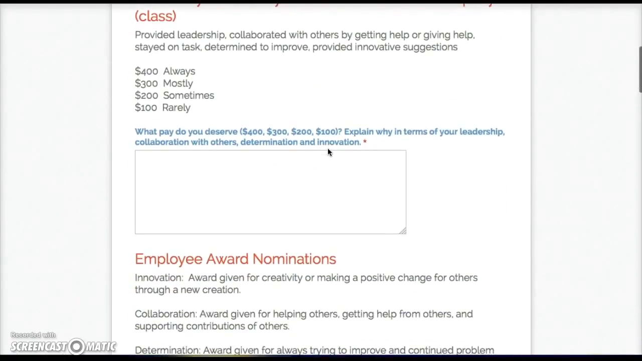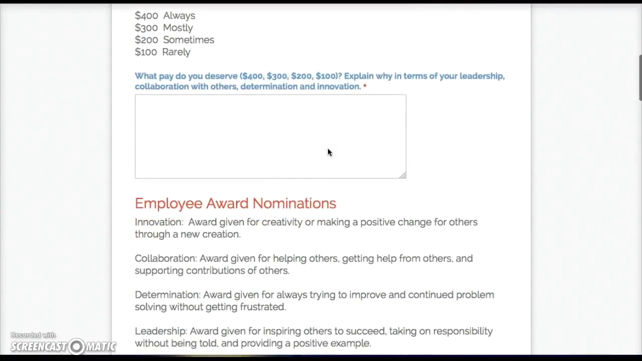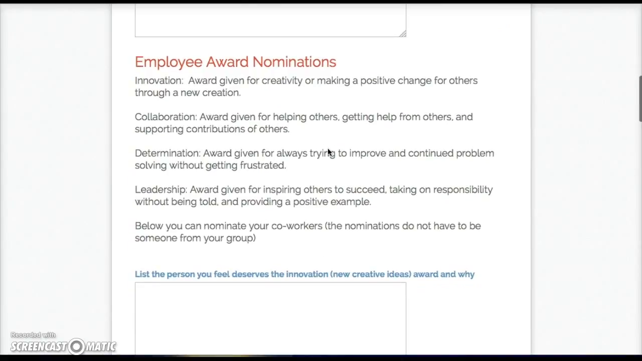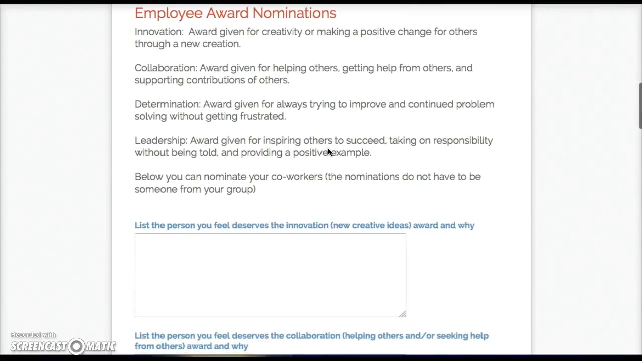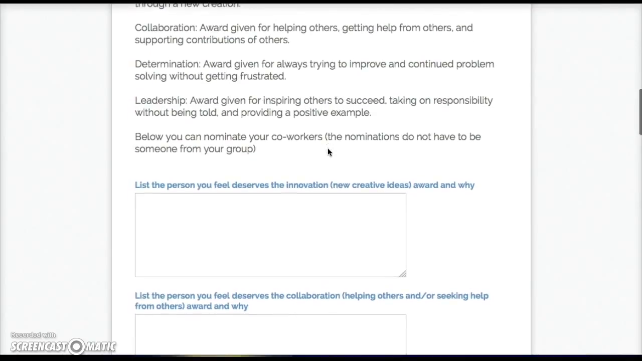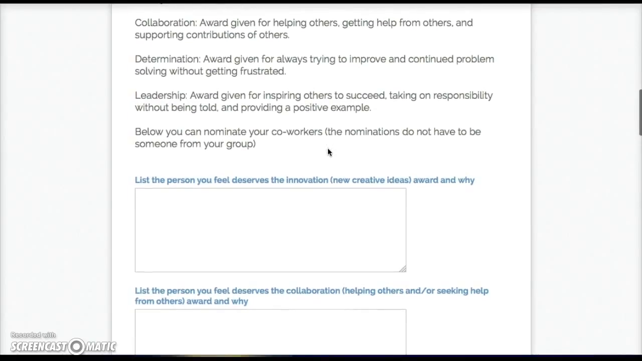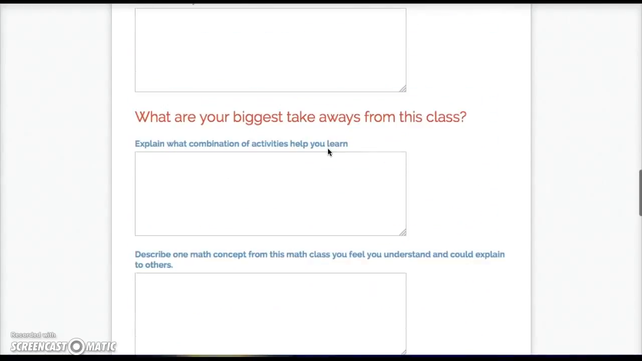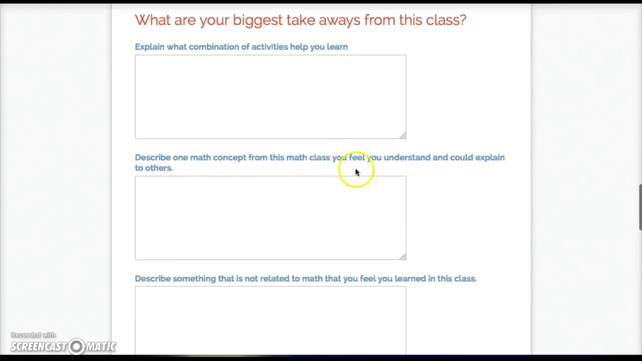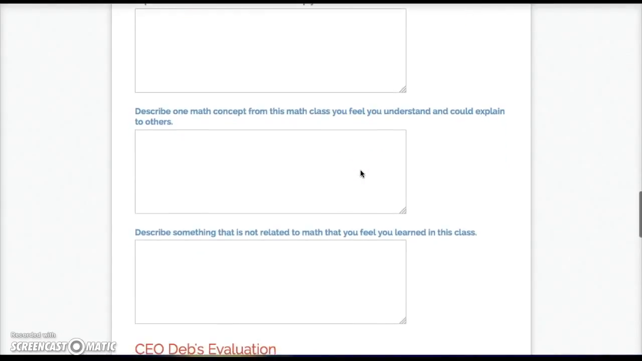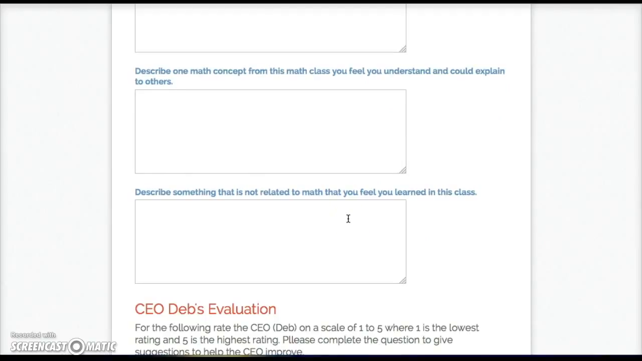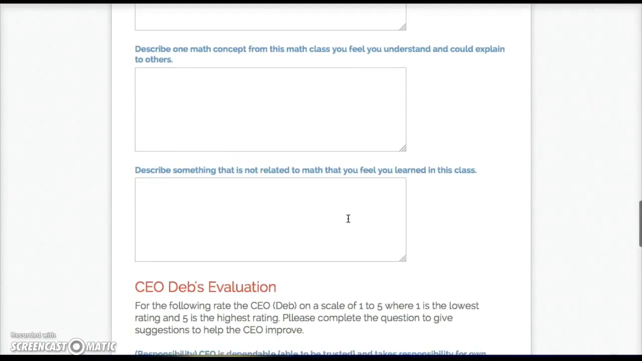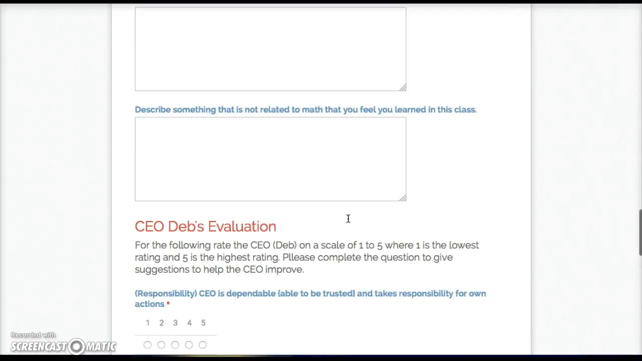Again, linking them to your 21st century skills, you maybe want to look at those and have them evaluate themselves on that. I always have them nominate their peers for these different awards. And then I like to recognize what their peers are saying, not just what I see. And what are their takeaways from the class? Again, getting information about the activities that help them, something they could understand and explain to others, something that is not related to math that maybe they learned in this class. Again, maybe they'll start telling you things, oh yeah, I learned this that has to do with 21st century learning.